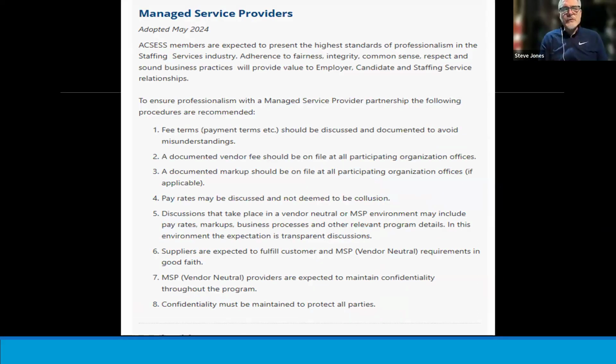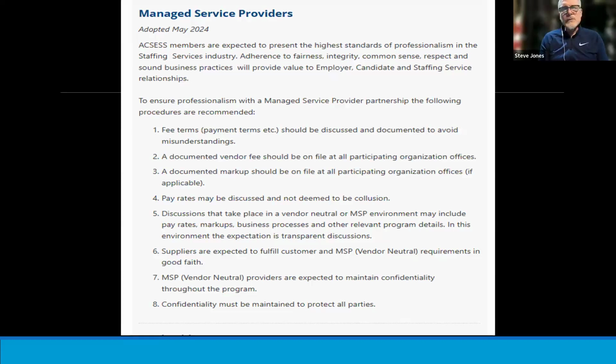Managed service providers. Here's something on the Access website that was created in 2024. Access members are expected to present the highest standards and professionalism in the staffing industry and adherence to fairness, integrity, common sense, respect, sound business practices, and so on. To ensure professionalism with a managed service provider, an MSP partnership, the following procedures are recommended.